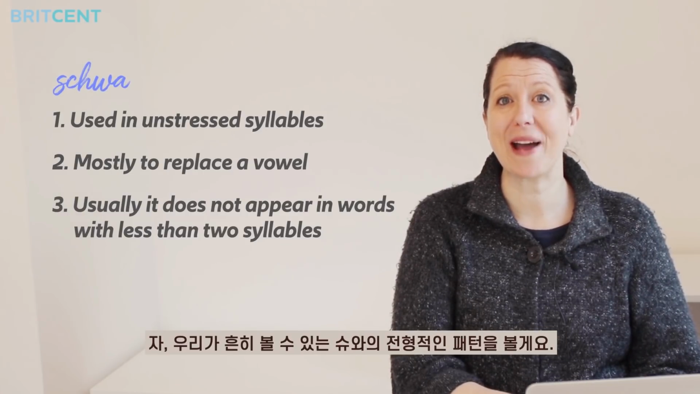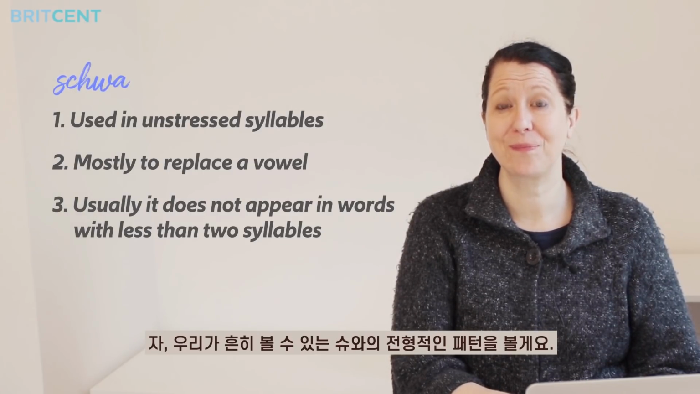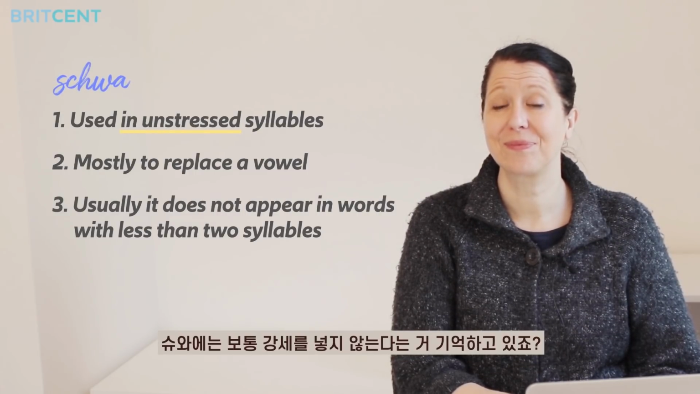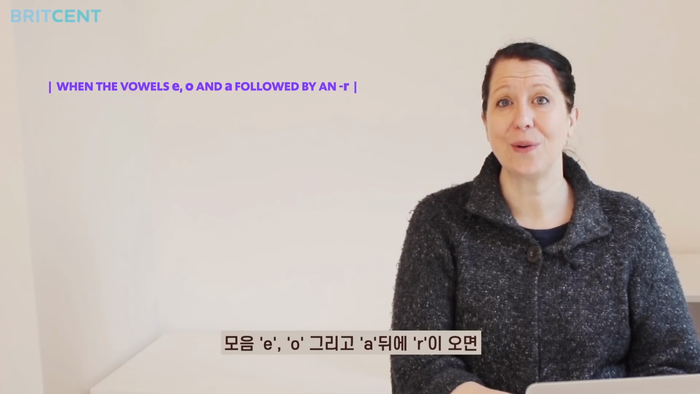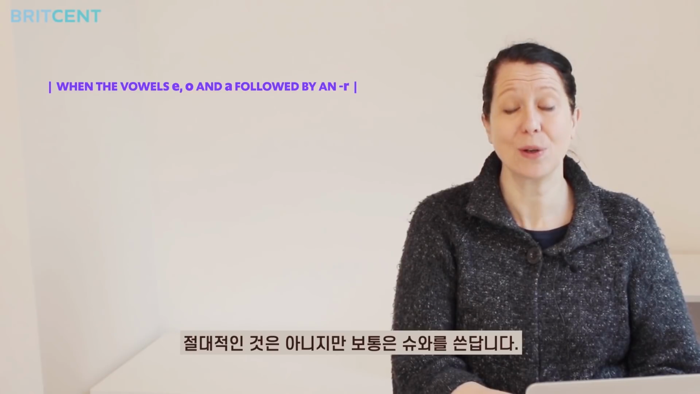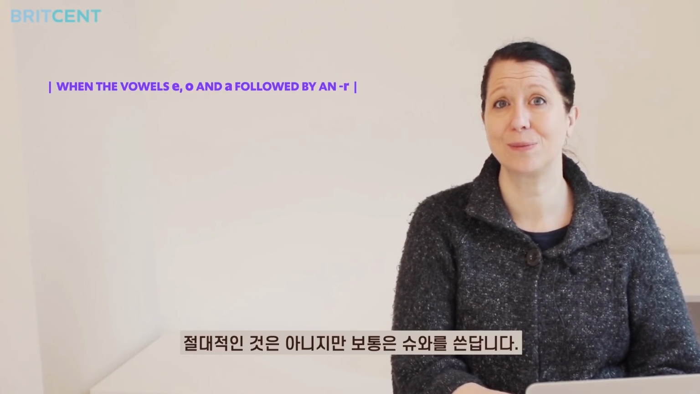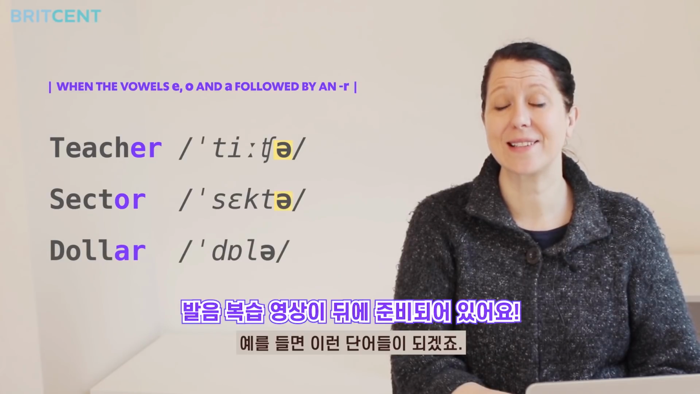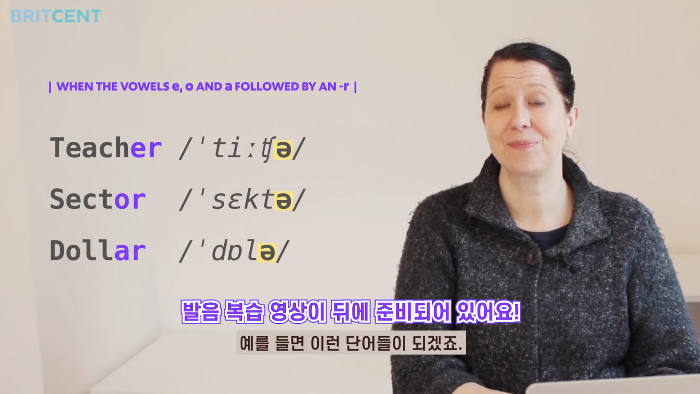Let's look at typical patterns where we might see a schwa. Remember, the schwa is almost never stressed. When the vowels E, O, and A are followed by an R, we will often, but not always, use a schwa. For example, teacher, sector, dollar.